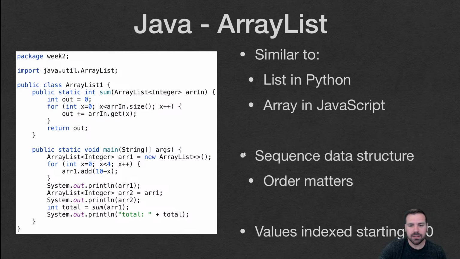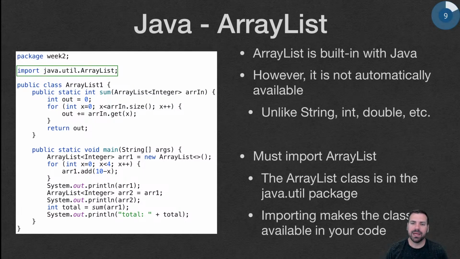I'll give more parallels. But it's a sequential data structure. Order matters. You have indices. Values are stored at indices. No matter what language you're coming from, you've dealt with some data structure like this, or just like a plain array in C. It's a little different than that, but let's not get lost in the details.